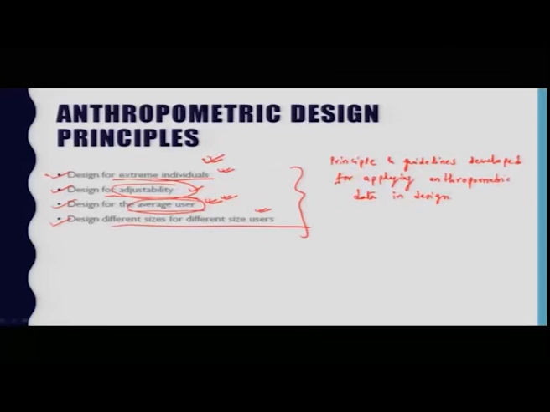Then, design different sizes for different size users. Important examples of these situations may be shoes and clothes, which can also be considered in designing different sizes for different size users, because clothes designing is different for different age groups. And obviously, you can take chairs for students, especially in elementary school.